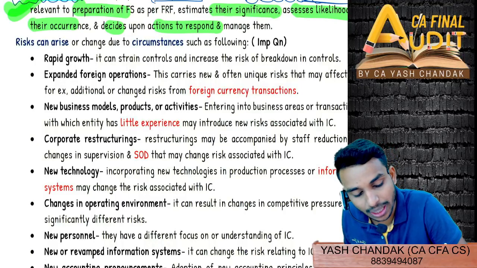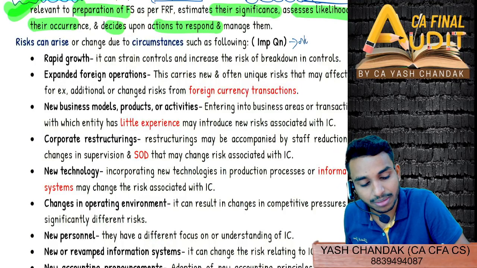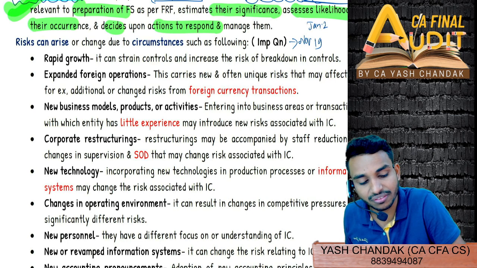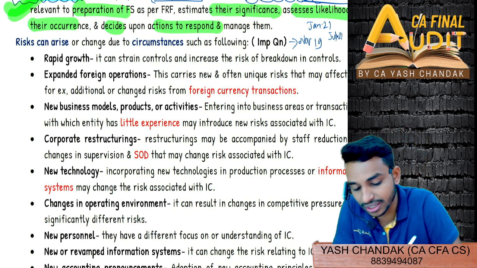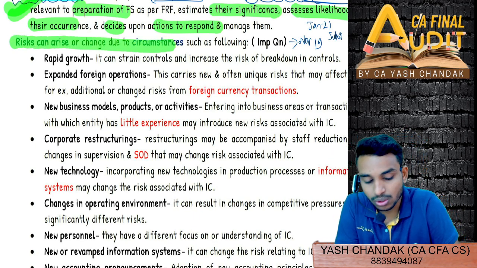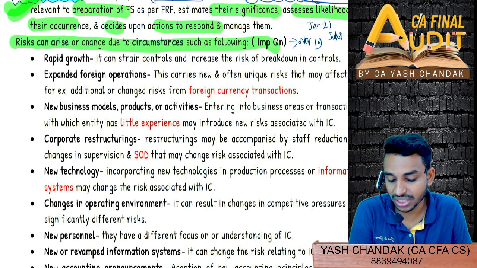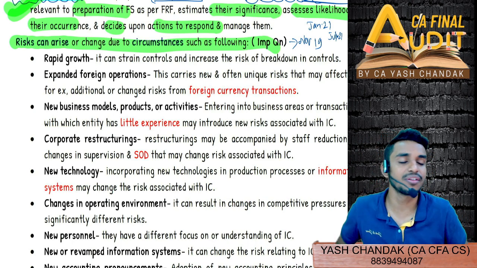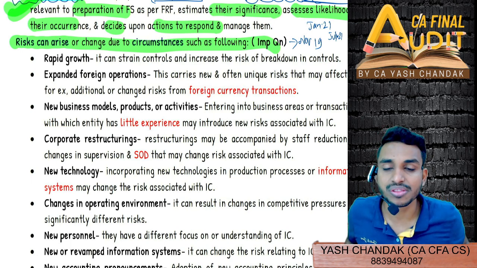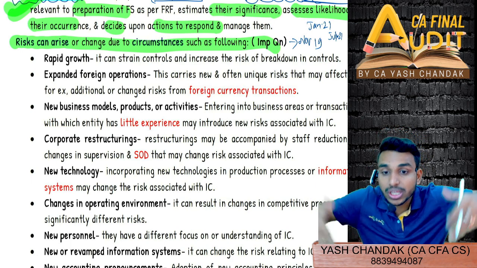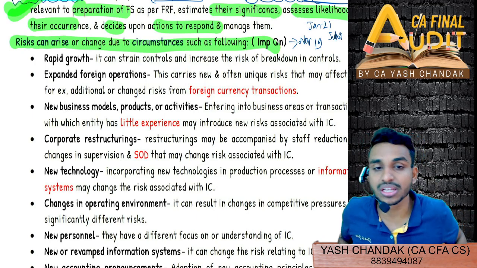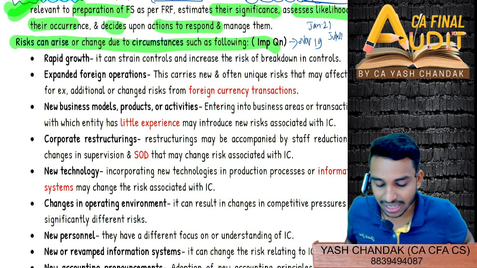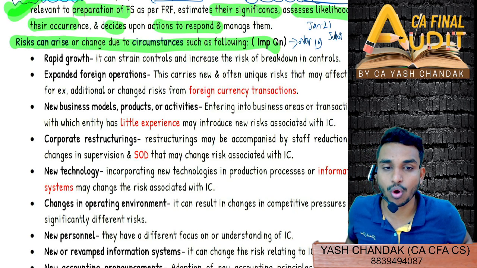Now the questions which generally come. This has been asked two times recently. One was, I remember, in November 19, and the second time it was asked in, I think, Jan 21 or July 21, somewhere. So two times this has been asked recently, which is what they ask you: risk can arise or change due to circumstances such as the following. That means they will simply ask under what circumstances risk can arise. That means a new risk can arise, or the risk which was already there could change. So risk can arise or change due to circumstances such as the following.